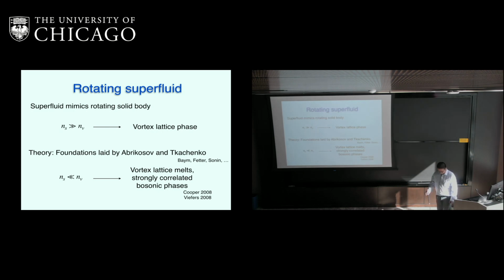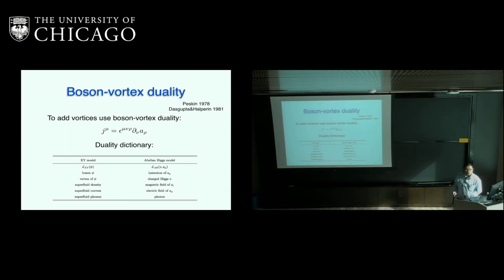So when you rotate the superfluid, you insert vortices inside, and if the density of the superfluid is much higher than the density of the vortices, it will form a vortex lattice phase. But when the number of vortices is big compared to the density of the superfluid, there will be melting of the vortex lattice. The theory for the vortex lattice was introduced by Abrikosov and Kachenko. And basically, from an effective field theory perspective, we add the vortices to the superfluid using the boson-vortex duality. This duality was first introduced by Peskin, and after that by Dasgupta and Halperin.